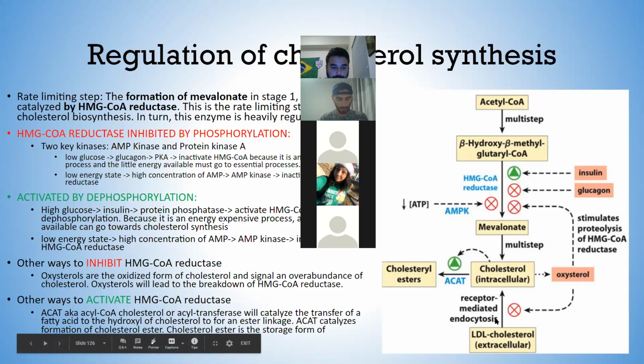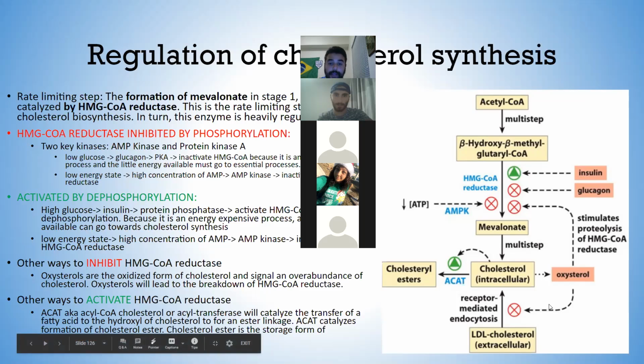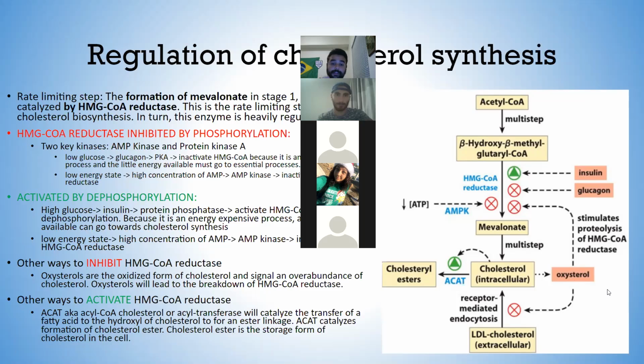So in terms of other ways that we are able to inhibit HMG-CoA reductase, we also have the oxysterol. Oxysterol is just the oxidation of cholesterol molecules in our body. So if you have a high amount of cholesterol molecules circulating in our body, there's a very, very high chance that these cholesterol molecules will be oxidized to form these oxysterols. This is one way that our body indicates to our HMG-CoA reductase that we have way too much cholesterol and we can stop the synthesis pathway.